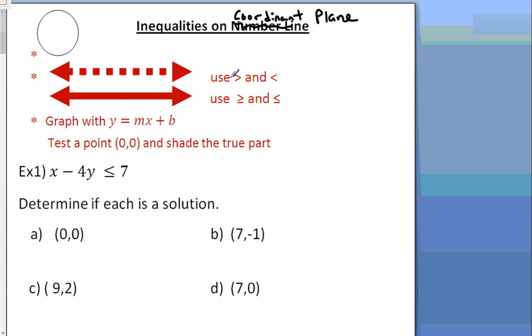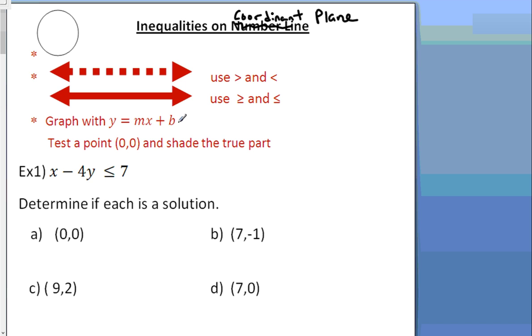All right. The important thing for today is when you have greater than or less than, you're going to use a dotted line. And when you have greater than or equal, less than or equal, you're going to use a solid line. If you look at the previous lesson where we did the open and closed dot, it's the same idea. The dotted line is kind of like the open dot, and the solid line is like the closed dot. All right? Now this may not make sense right now, but it will in a few minutes.